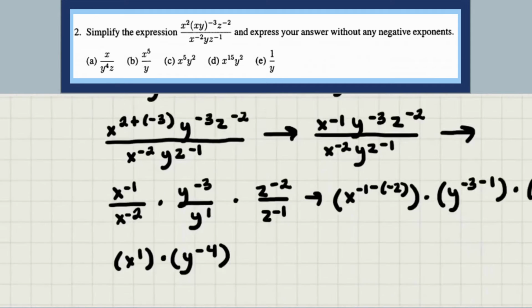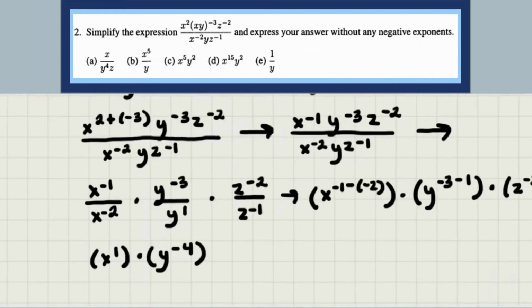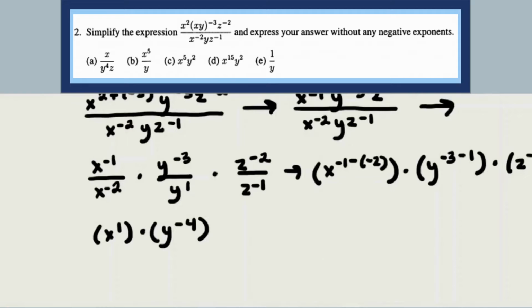And then lastly, we have our z. It's z to the negative 2 minus a negative 1, and negative 2 minus a negative 1 is saying negative 2 plus 1. So that'll turn into z to the negative 1. Okay, so we're almost done. In the problem, it said it did not want us to leave any negative exponents.